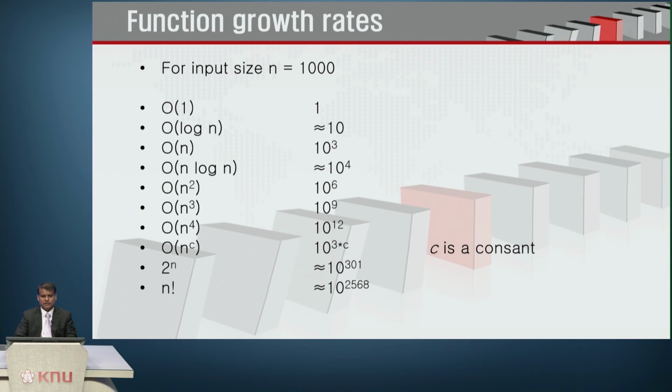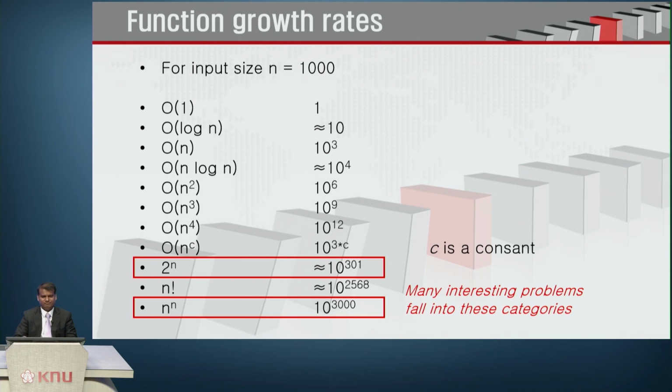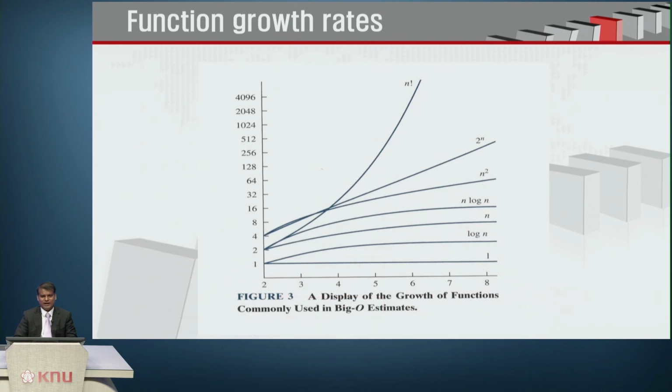N factorial is 10 power 2568, n power n is 10 power 3000. Many interesting problems fall into this category, so that is a huge amount. We do not want to play with that right now, though of course we can find some proofs for that.